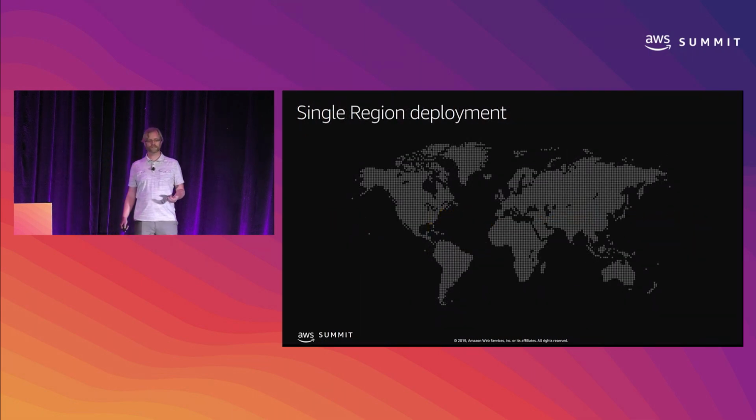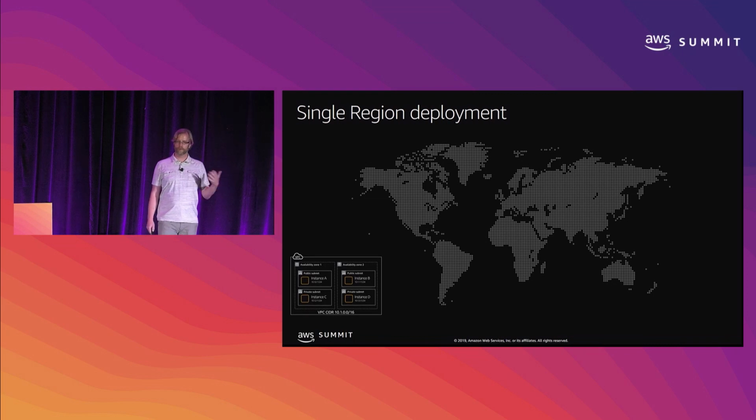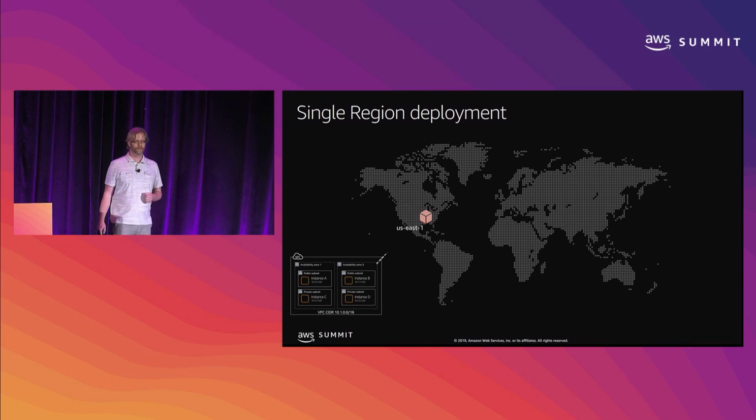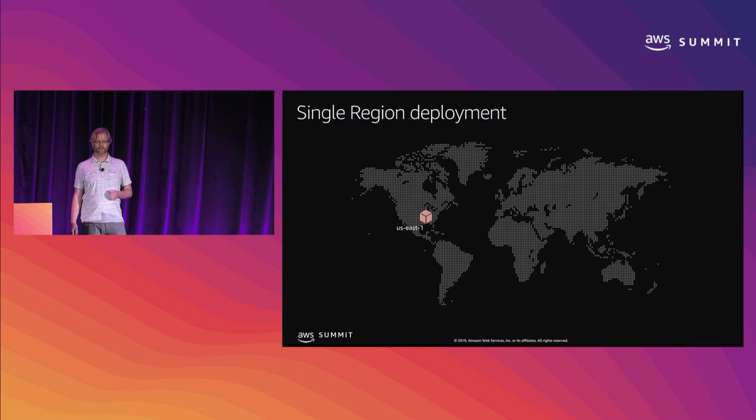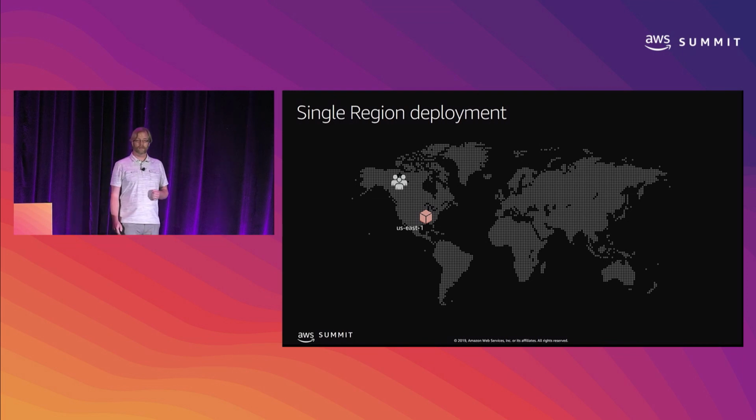So we have a single region deployment. Remember our workload that we just talked about, our application workload. We'll say we'll put it in US East 1. We have our users that are going to be appearing in Seattle, let's say, and they want to talk. They go ahead and start talking to that software that you produced.